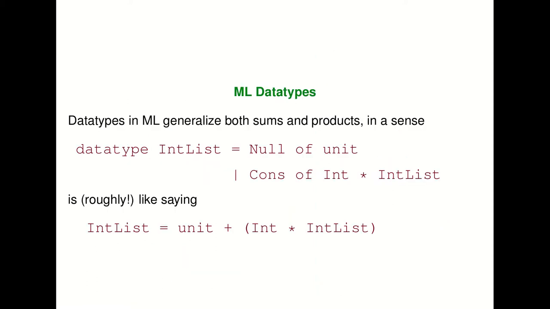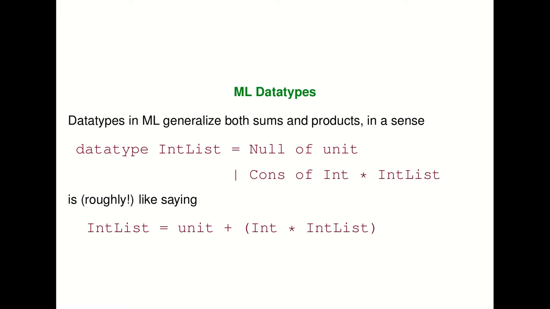Okay, so these sums and products are kind of the kernel or essence of the ML data type mechanism. Data types in ML you can see as a generalization of both sums and products. If you see a declaration like int list is either null of unit or cons of int times int list, this is roughly like saying that an int list is a unit plus an int times an int list.